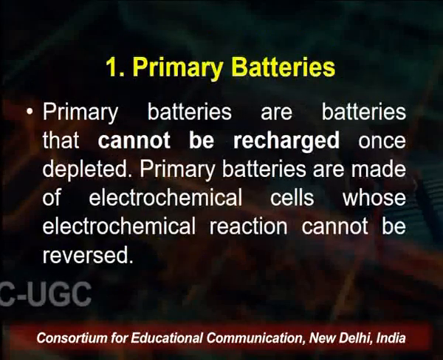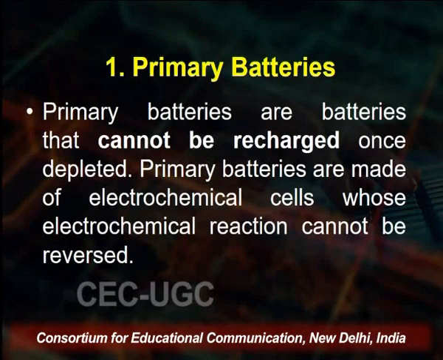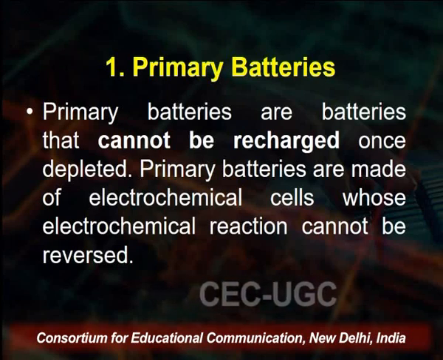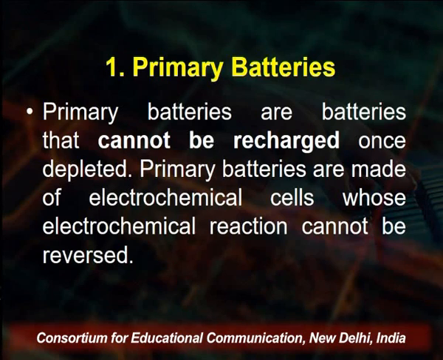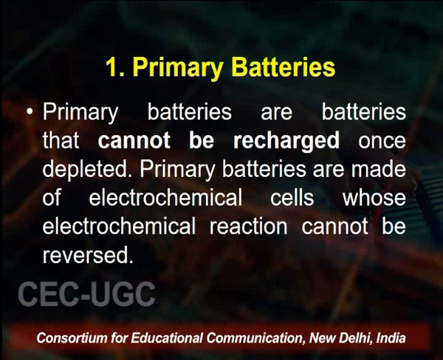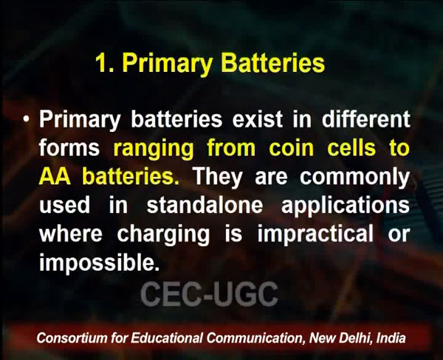What are primary batteries? Primary batteries are batteries that cannot be recharged once depleted. It is a use-and-throw type of battery. Once it is used, it cannot be recharged. Primary batteries are made of electrochemical cells whose electrochemical reaction cannot be reversed. So these are the primary batteries.